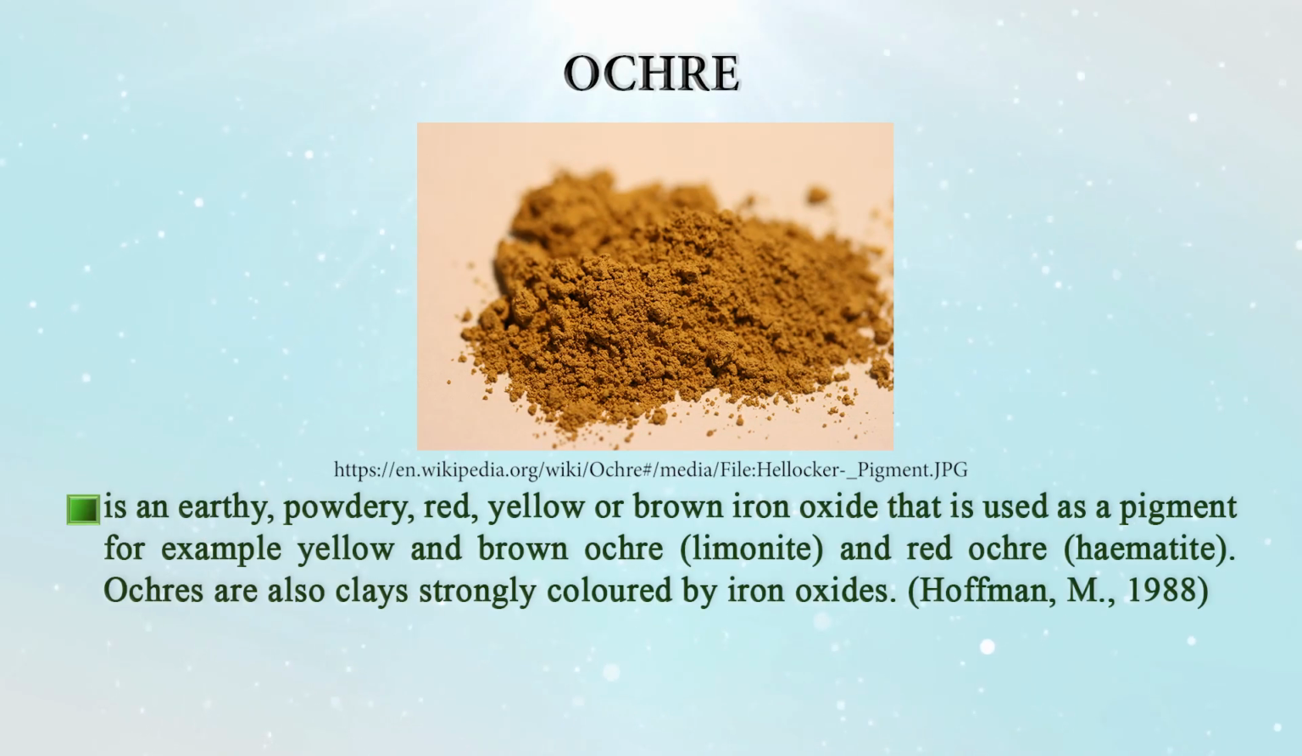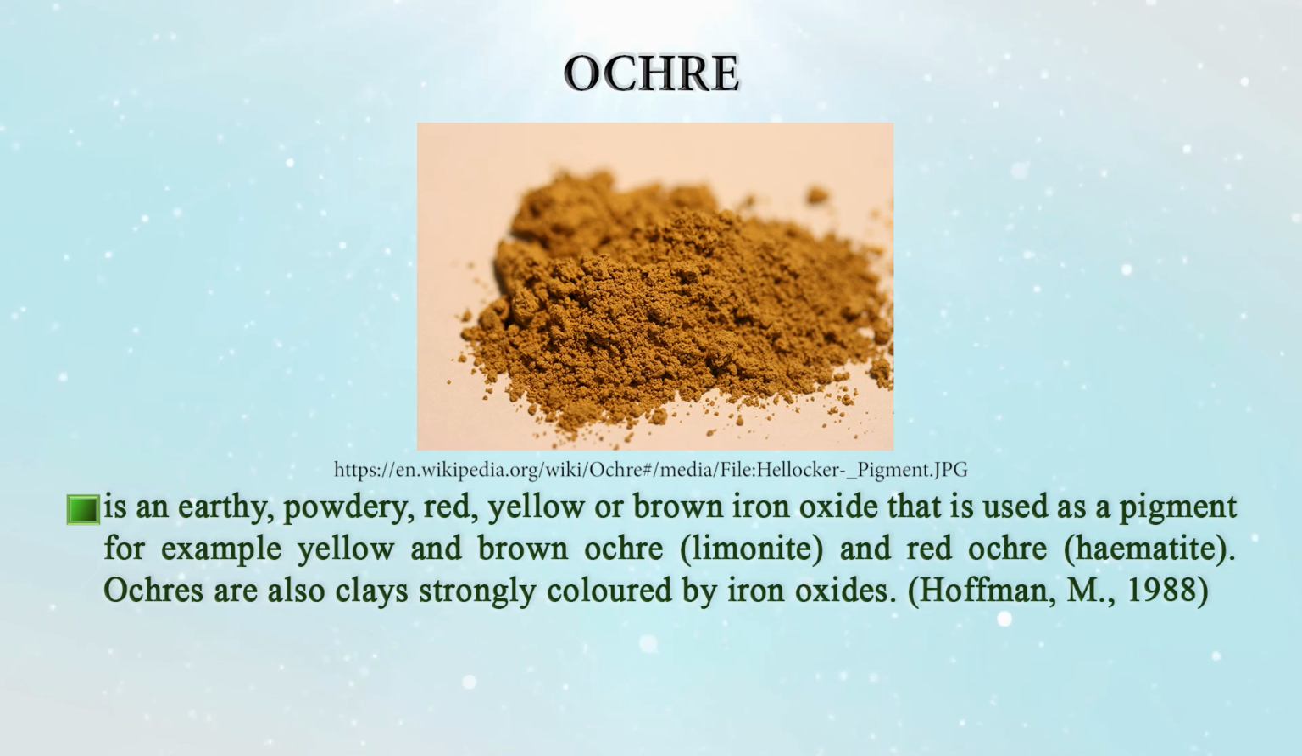Now what is this terminology, ochreous matter? So ochre is an earthy, powdery, red, yellow or brown iron oxide that is used as a pigment. For example, yellow or brown ochre and red ochre. Yellow or brown ochre is mostly limonite, and the red ochre mostly comes from hematite.